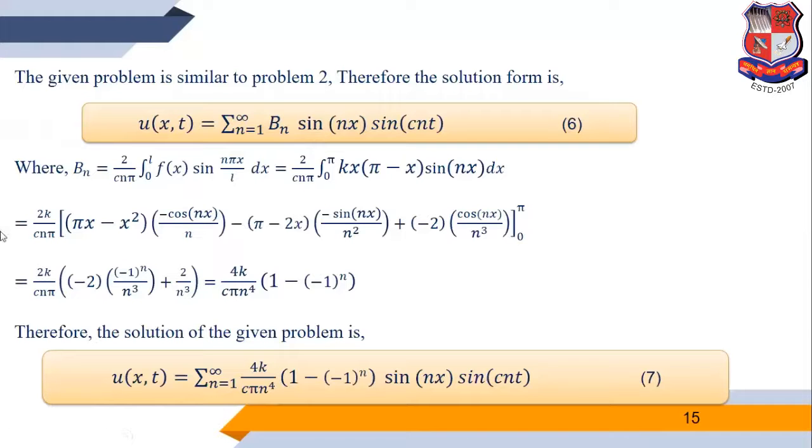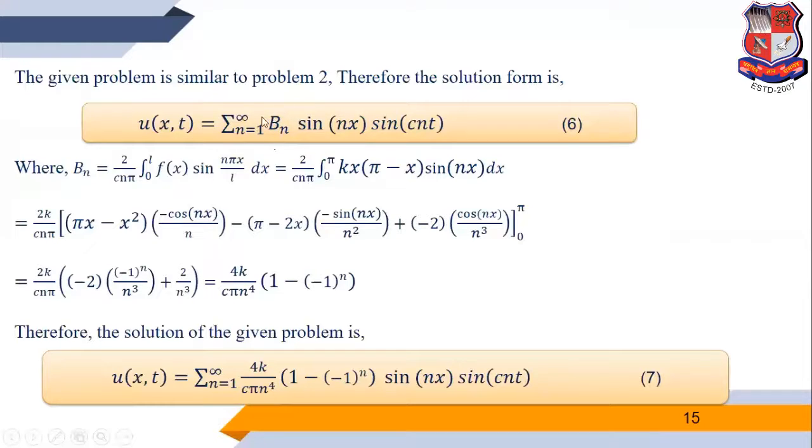Therefore the solution form is u(x,t) = the summation n is 1 to infinity of bn sin(nx) sin(cnt). Why do we write this form? Because here we consider the length L equal to π. So sin(nπx/L), L is π, so π cancels. So the form is sin(nx) and similarly sin(cnt), where we find the value of bn.